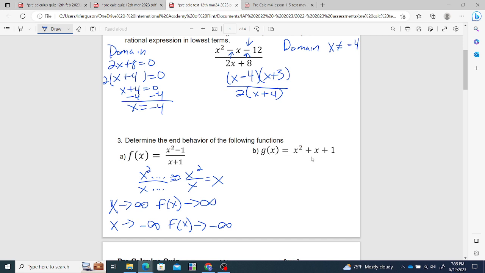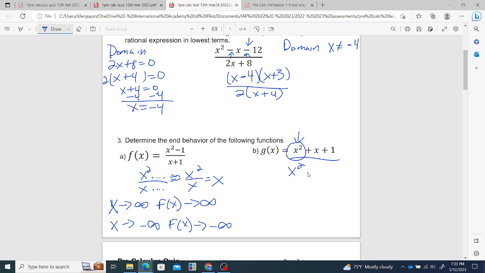For this one, when I've got just a polynomial, so I got a bunch of expressions, I look at the term with the highest degree. That's x to the second power. And what ends up happening as my x's get bigger, the x squared is going to take over this. The x and the 1 are going to be inconsequential. So I think about this as x squared.